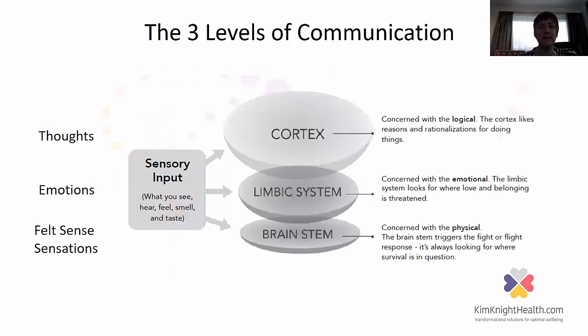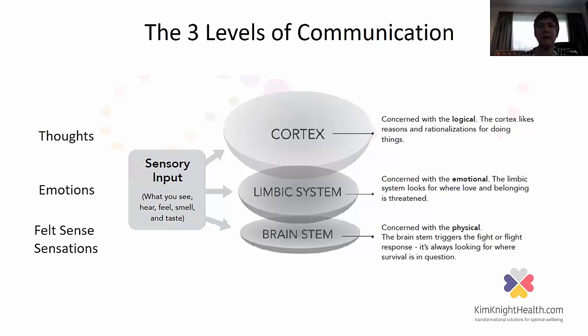So let's look at these 3 levels of communication, these 3 parts of the brain. It's similar to the diagram I had before, just slightly different. And as I said, we have the brainstem, which is concerned with physical survival, and it triggers the fight or flight response, and it's always looking for where survival is in question. That's its role. It's automatic. You can't sidestep it, thank goodness, because we'd be in trouble if we could. This is automatic. It's pre-thought, and it's our most basic part of our brain to make sure that we stay alive.